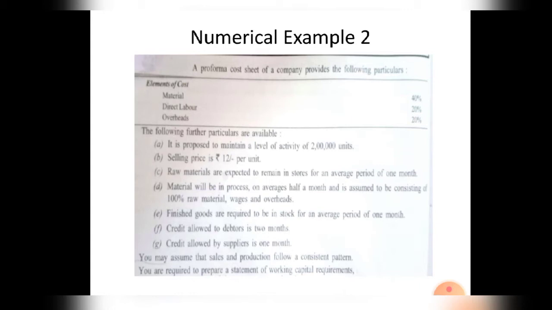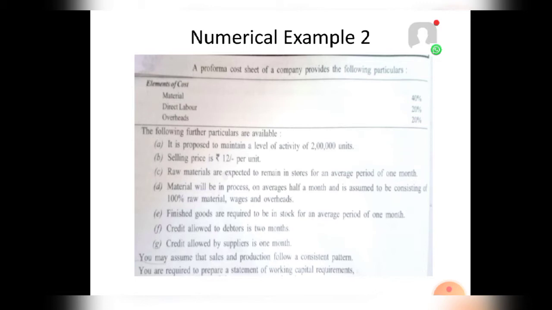So if the selling price is rupees 12 per unit, then the material cost will be 40% of 12 rupees. Direct labor 20% and overheads also 20% of 12 rupees. So that we will do in the working note. Then raw materials are expected to remain in stores for an average period of 1 month. Material will be in process on average half a month and is assumed to consist of 100% raw material, wages and overheads. So we will take the degree of completion as 100% complete for all three elements of cost.